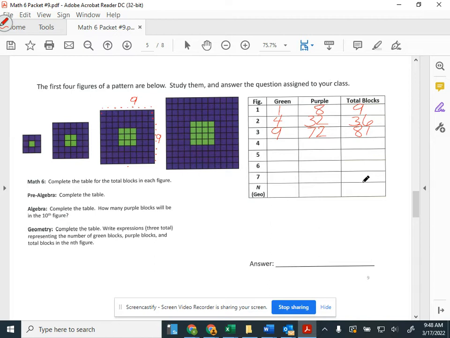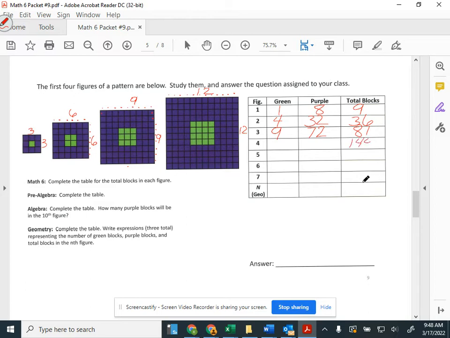So if we look at our next one, 1, 2, 3, 4, 5, 6, 7, 8, 9, 10, 11, 12. Knowing what we know from these other ones, 1, 2, 3, 4, 5, 6, 1, 2, 3, 4, 5, 6. We had 6 and 6, 9 and 9. Here's 3 and 3. If it is 12 going across here, how many are going to be going down? 12. Because it's making squares. What is 12 times 12?